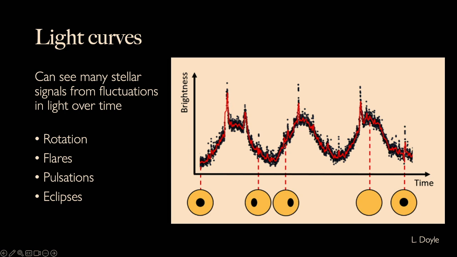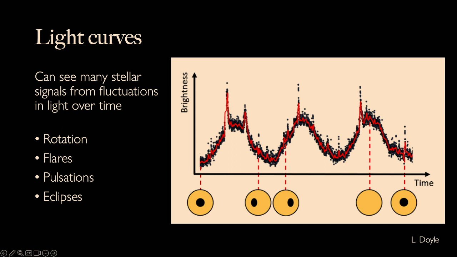We can also see things like flares. The spiky bits of the light curve are flares that are coming off of the surface of the star. We can see things like pulsations, where the star grows bigger and smaller. As it gets bigger, it gets brighter. As it grows smaller, it gets dimmer. And as we saw before, we can also see eclipses.